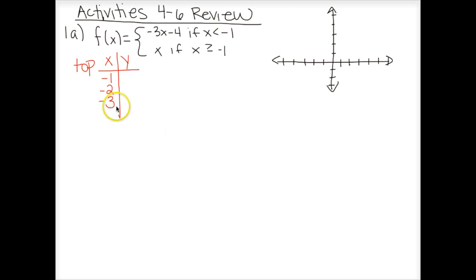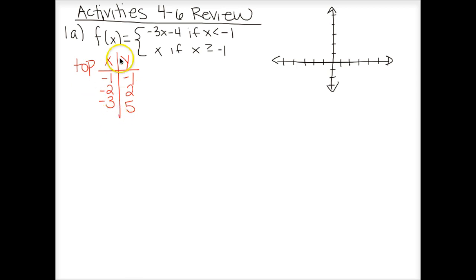So I picked -2 and -3. Now I'm going to plug them in to find the associated y values. -3 times -1 is 3. Take away 4 is -1. Then I plug in -2. -3 times -2 is 6. Minus 4 is 2. -3 times -3 is 9. 9 minus 4 is 5. So here I've got 3 points for my top.